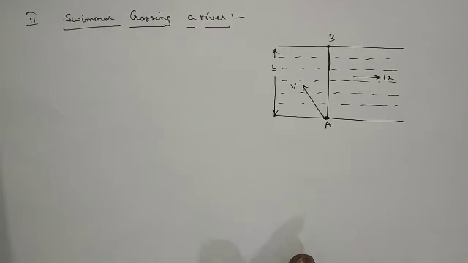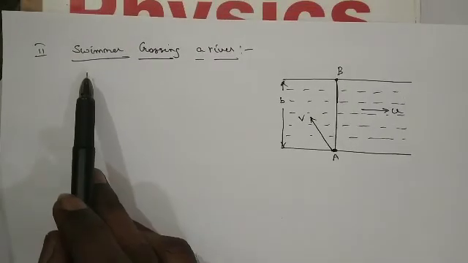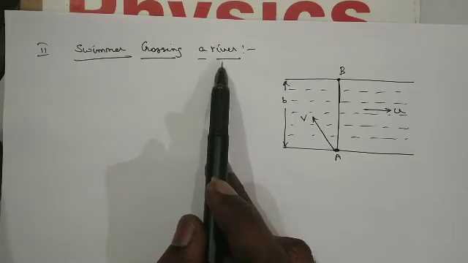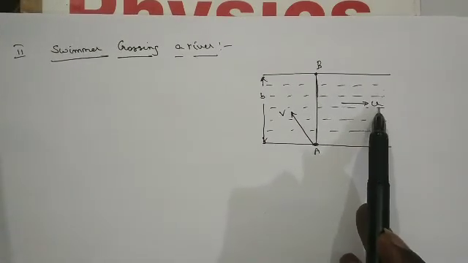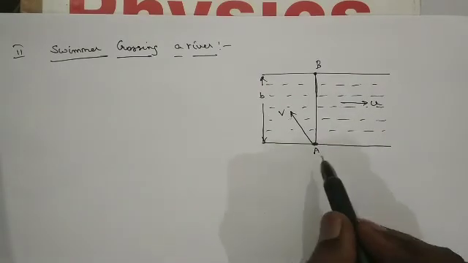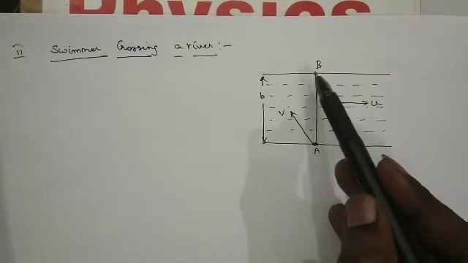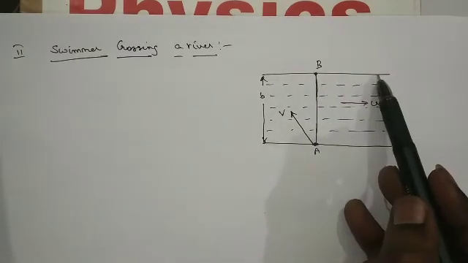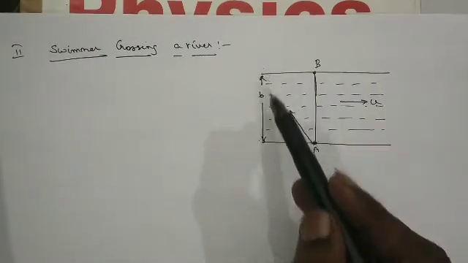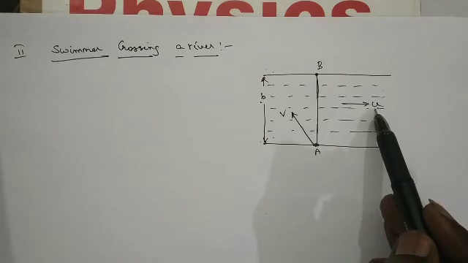We are going to consider the next example here. The next example is a swimmer who is crossing a river, which is already flowing with a velocity of u. Now he is right here at A and he has to reach B, or anywhere on this bank. The distance between the two banks is given as B. U is the velocity of the river.